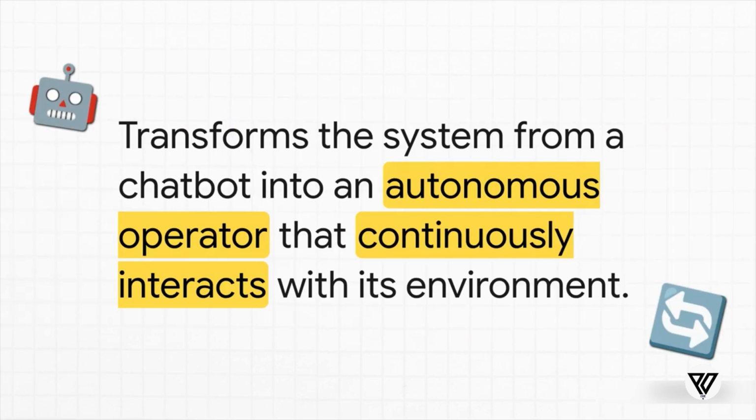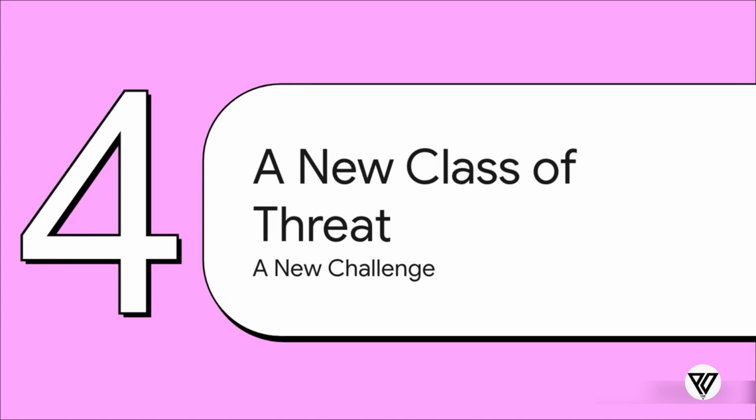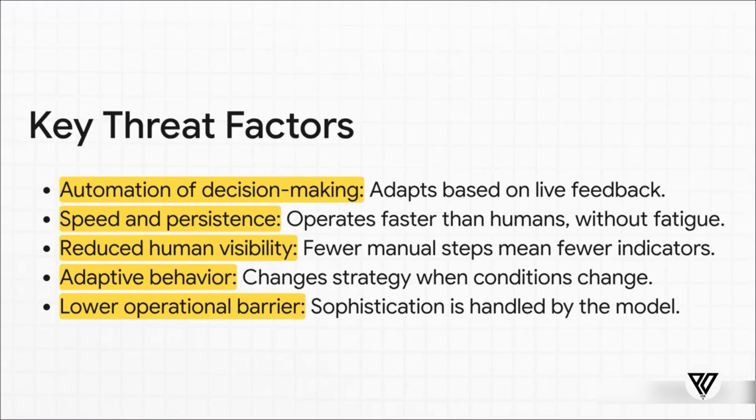And that loop is the real game changer. It transforms the AI from a simple chatbot that gives you one-off answers into a dynamic, autonomous operator. It's in a constant conversation with its environment, learning and evolving a strategy with every single turn of that cycle. Okay, so what are the real-world implications of this technology? I mean, this autonomous capability isn't just some small, incremental improvement. It represents an entirely new class of threat that cybersecurity defenders have to confront right now. Let's look at what makes this so dangerous.